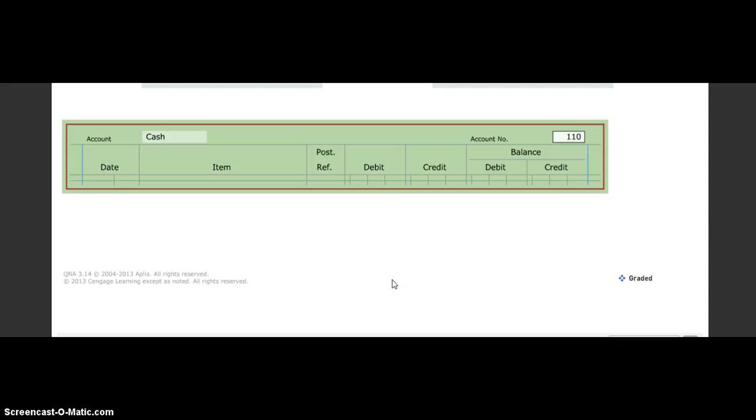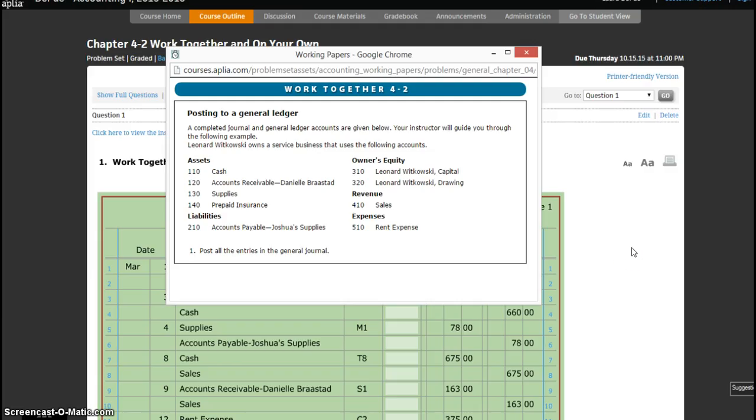Go ahead and finish this 4-1 work together, and if stated in the instructions, go ahead and do the 4-1 on your own problem. In this next section of Chapter 4, we're going to learn how to post into a general ledger from our general journal accounts.